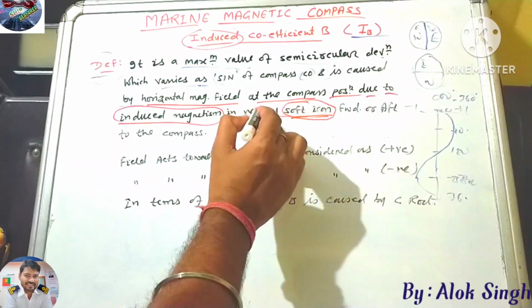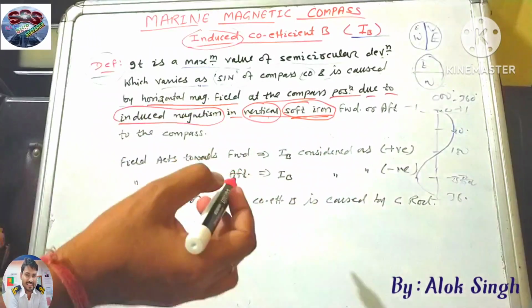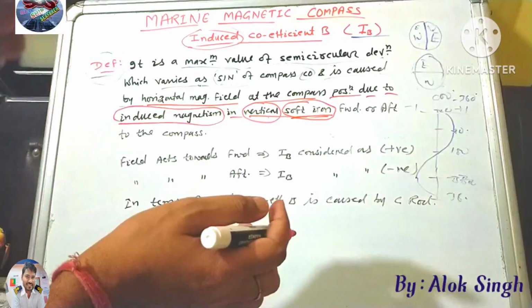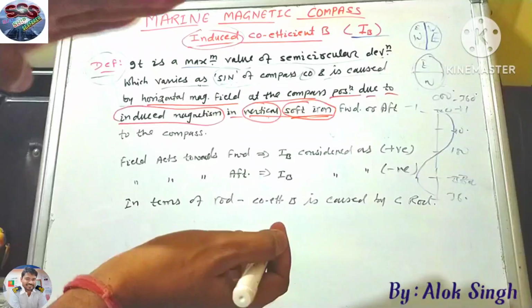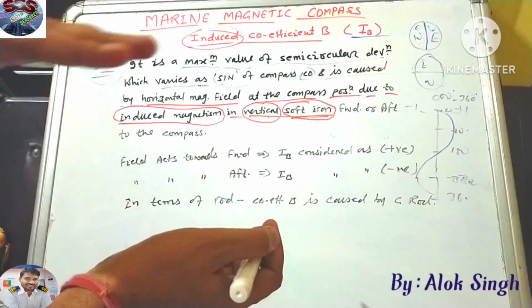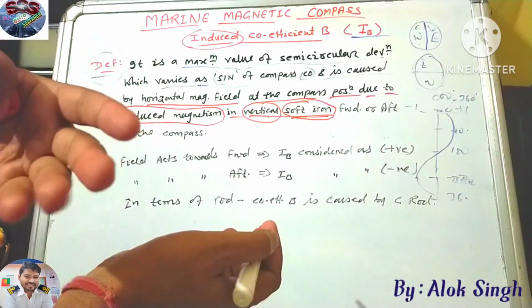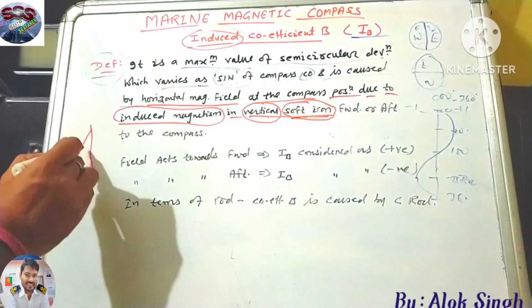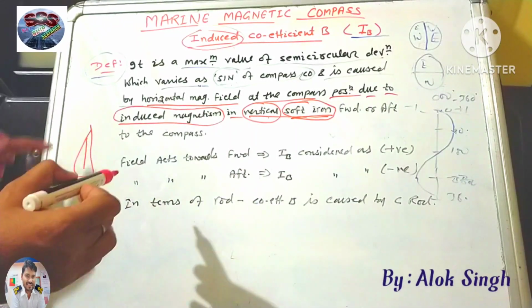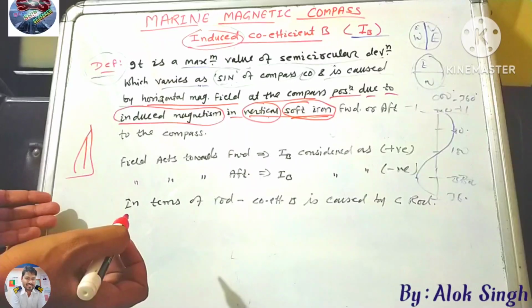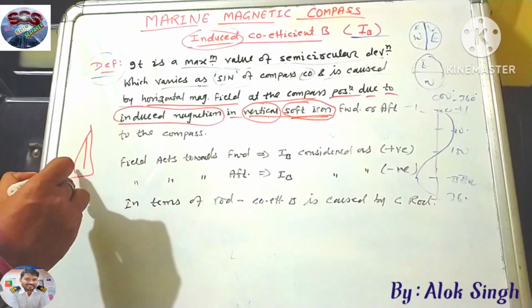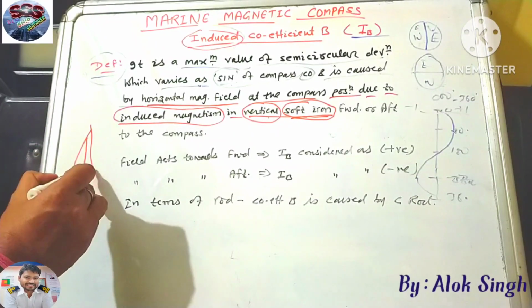Vertical iron: here the point is vertical, because we have many types of soft iron. It might be vertical, or horizontal, horizontally in the fore and aft direction, or athwartship direction. Like if your ship is like this, one horizontally like this, this is the fore and aft direction. So this is also horizontal. This is horizontal soft iron. There might be some longitudinal or something like this.